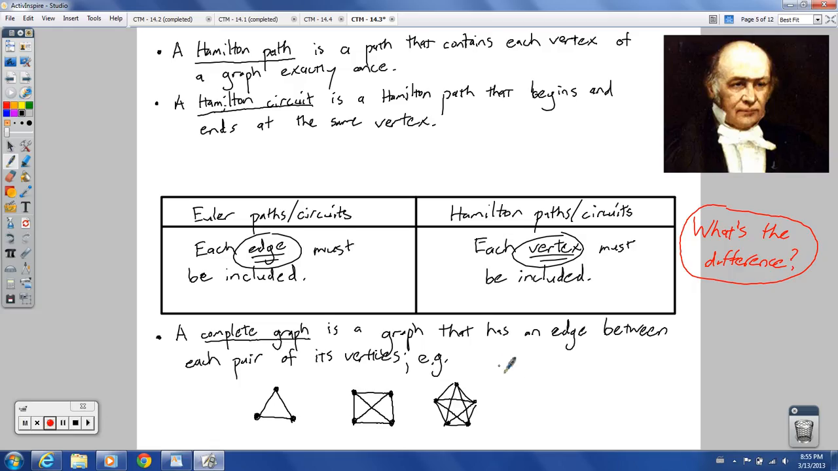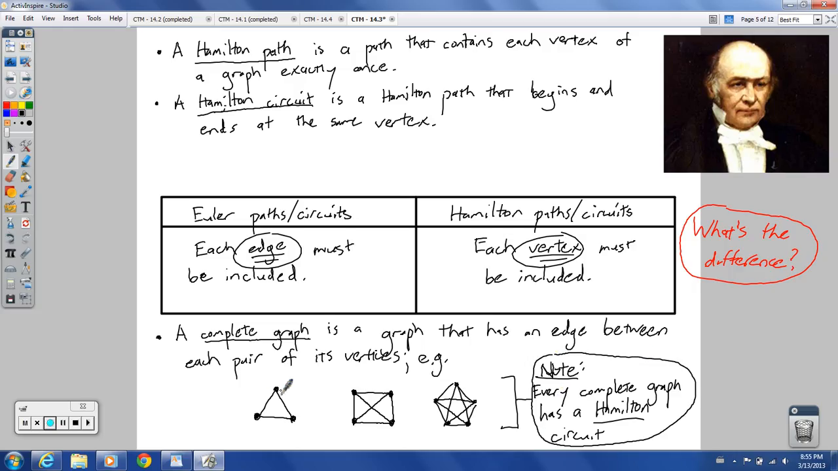We could keep going with this, but let's just make a little note over here. I'm going to write a note above this, so this is an important little note. Every complete graph has a Hamilton circuit. Not saying it has an Euler circuit, it has a Hamilton circuit. So we know that that's going to be true, meaning that I could start at any point here, and I could touch each vertex exactly once and return to where I started. Boom, boom, boom, boom. Notice I didn't include every edge there, but I did include every vertex.